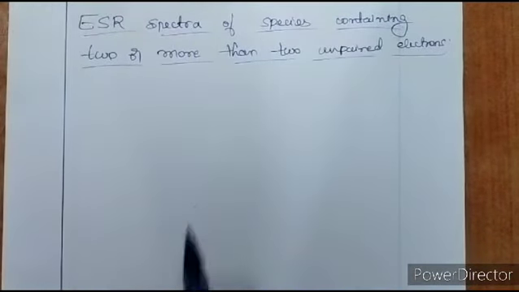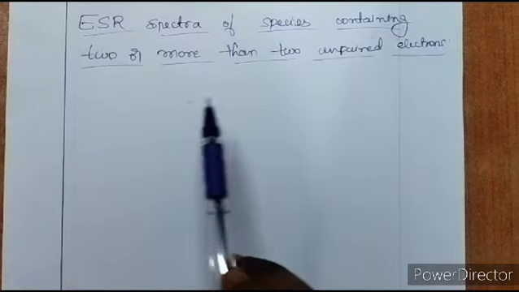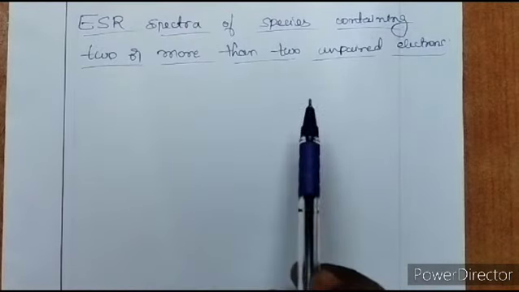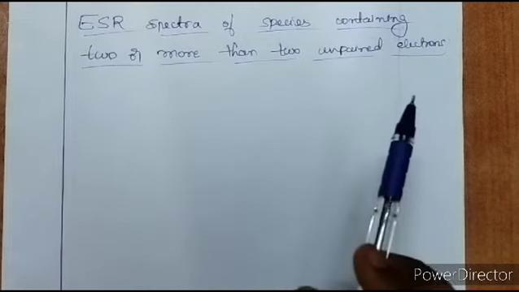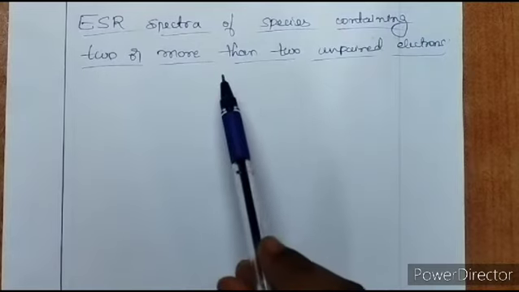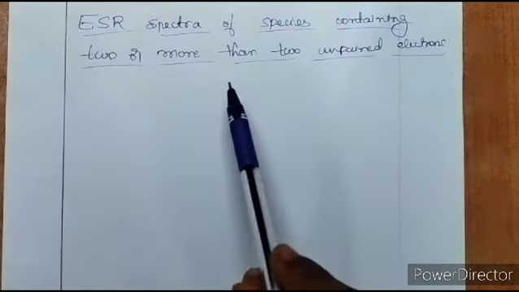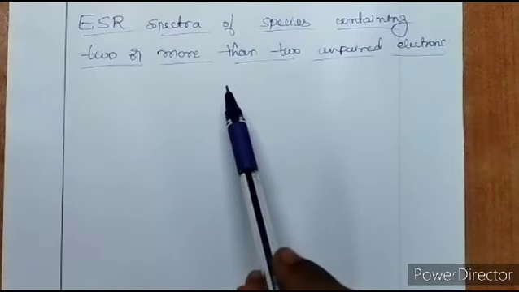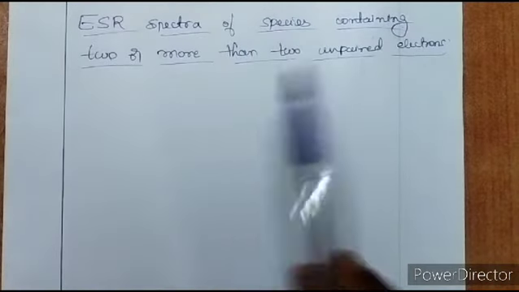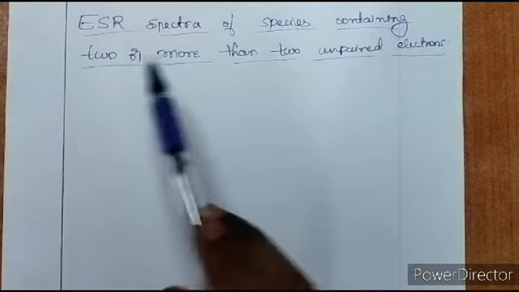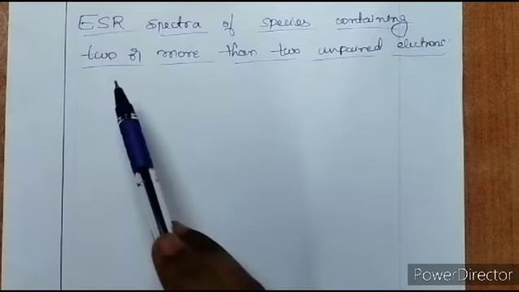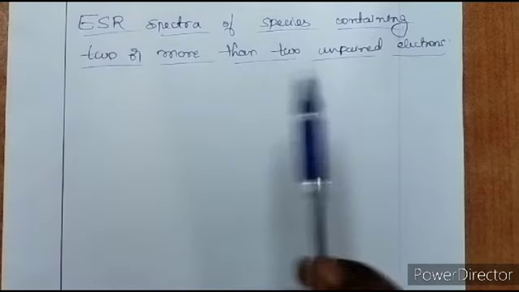In this video, we will study the ESR spectra of species containing two or more than two unpaired electrons. In the previous video, we studied the ESR spectra of species containing one unpaired electron, like hydrogen, and we also studied the ESR spectra of deuterium nuclei, right? So in this class, we will be studying the ESR spectra of species containing two or more than two unpaired electrons.